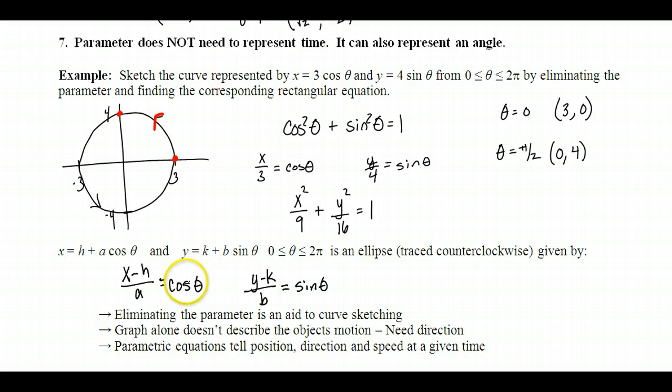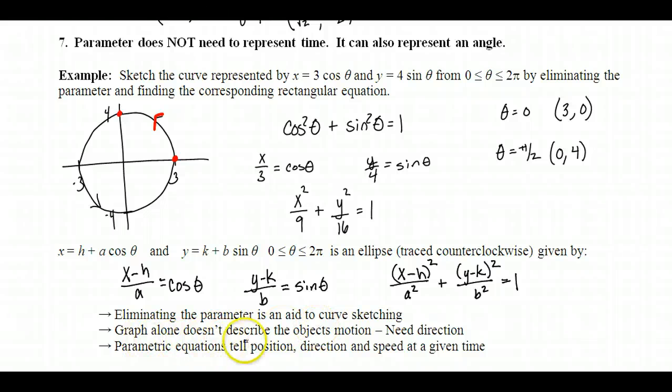Now if I take my cosine squared plus sine squared, and you could go the other way, addition is commutative, but cosine will usually have the x with it. Sine will have the y. So if I square both, I have x minus h, quantity squared, divided by a squared, plus y minus k, quantity squared, divided by b squared. That will equal 1, which is the equation of an ellipse, and we can graph from there. So eliminating the parameter is an aid to curve sketching. You can use your calculator too, but it is nice.